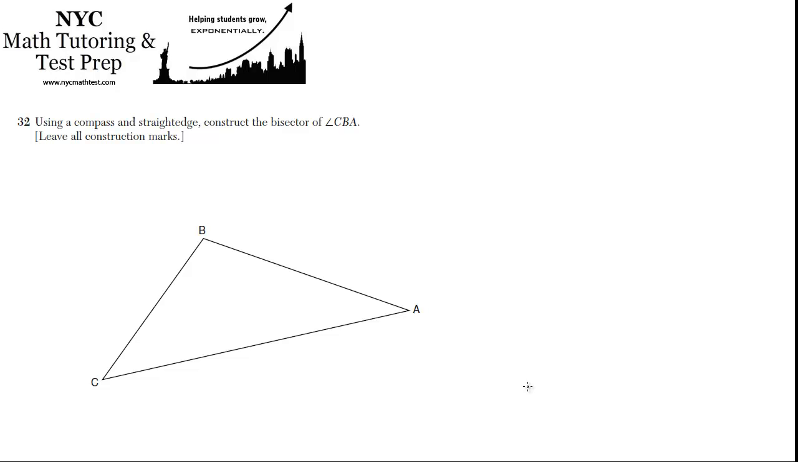So yeah, this is certainly one to memorize, and I'll try to do it as accurately as I can on the computer. It's going to be tricky. So the first thing, we want to bisect angle CBA. So angle CBA, so that's angle B here. So the first thing that you do is you draw an angle.